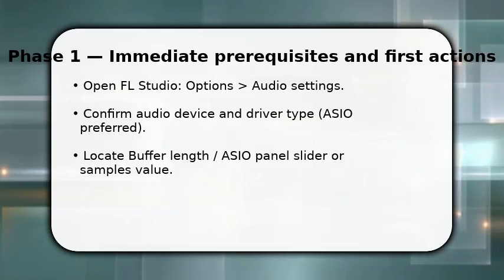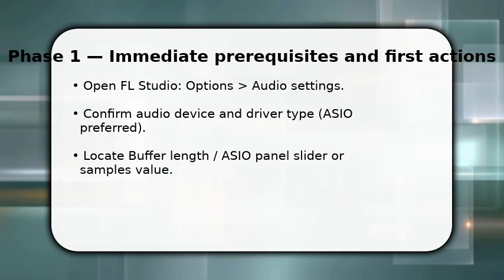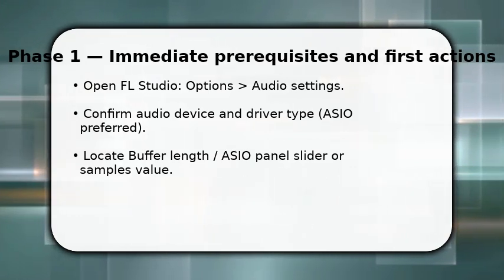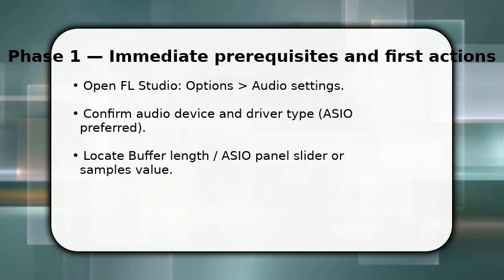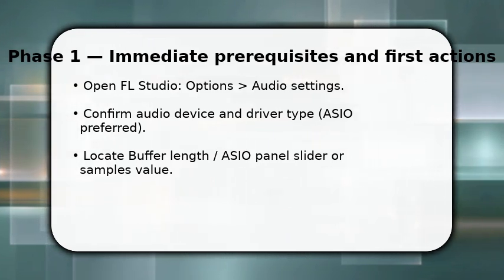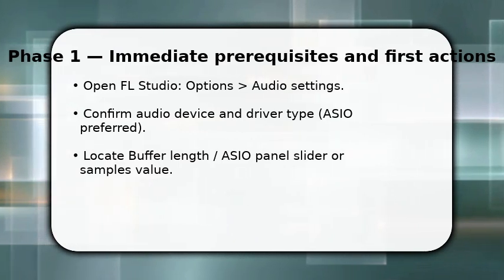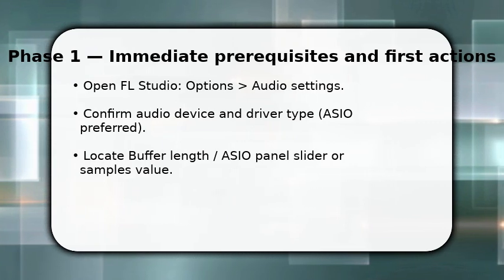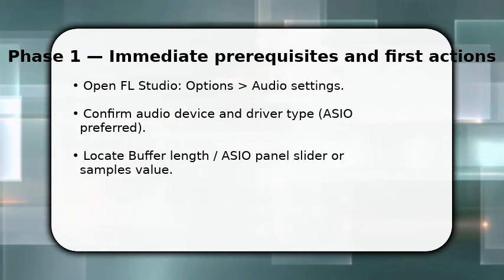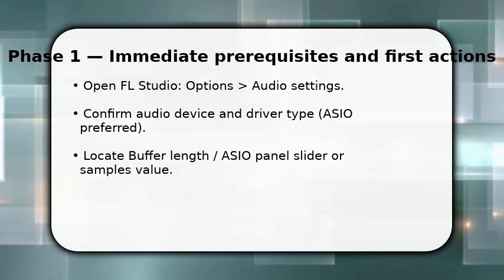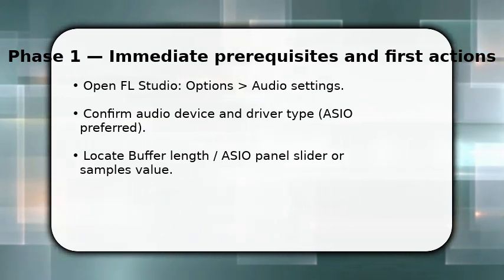You begin by opening FL Studio and going straight to Options, then Audio Settings. You need to confirm the audio device, choose an ASIO driver if available because it reduces latency. Once done, locate the buffer length control or samples field in the ASIO panel. This is what you will change. Make sure to note current values, since reverting is easier than guessing.